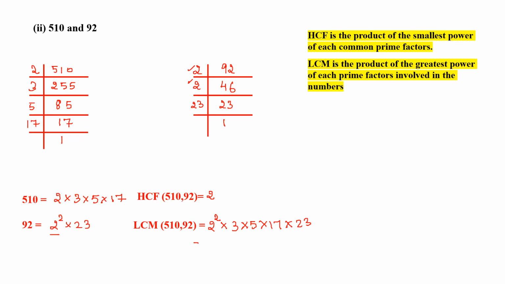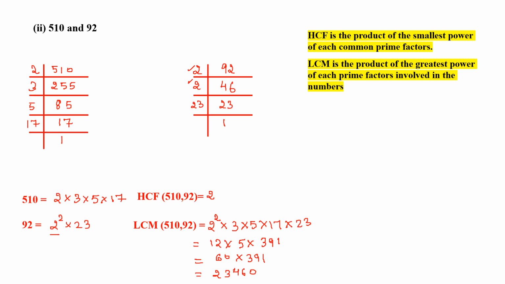Okay. Now next you have to multiply. So 2 square is 4. 4 into 3 is 12. 12 into 5 into 17 into 23 will give you 391. Now 12 into 5 is 60. 60 into 391. And now if you multiply 60 and 391, you are going to get 23,460. So this is the LCM of these given numbers.